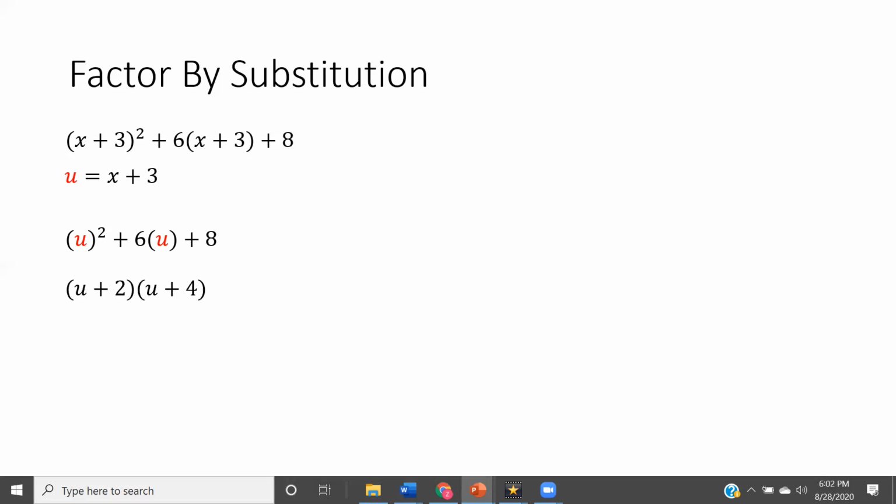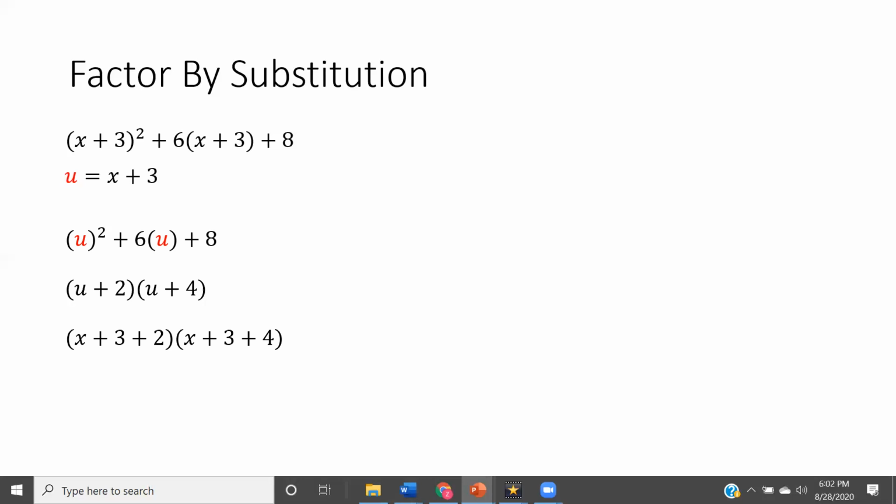And so I want to find two things that multiply to get me 8 and add to get me 6. Well, that's 2 and 4. 2 times 4 gets me 8. 2 plus 4 gets me 6. But the question wasn't asking for me to factor something with a u in it. It was to factor something with an x in it.